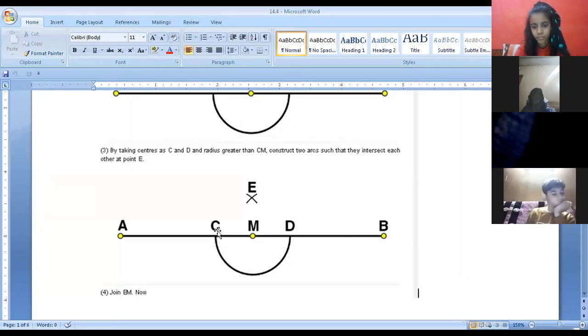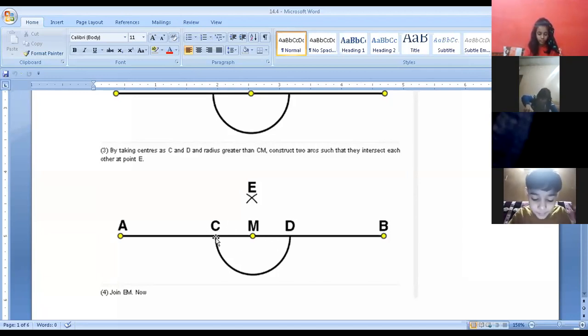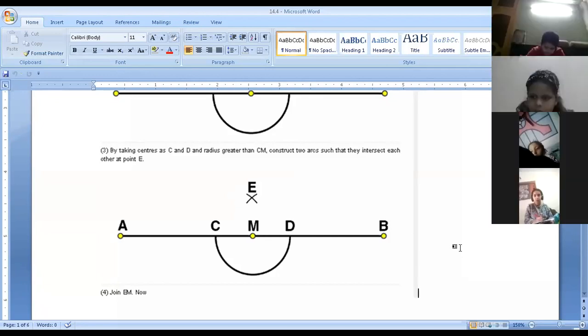Measured. Now put your needle on C point and cut an arc. If you have measured your compass more than CM, then put your needle on C point and cut the arc. Now do not change your compass and put your needle again on D point and cut one more arc.